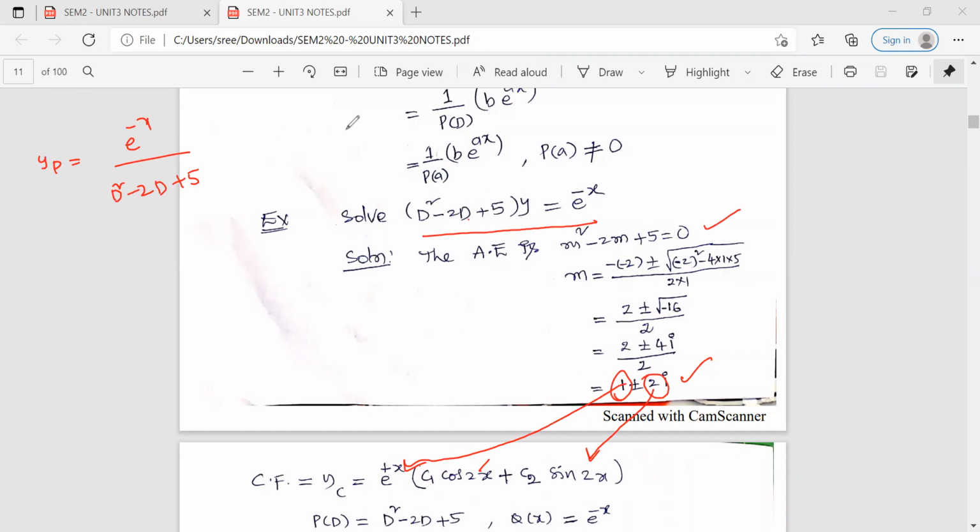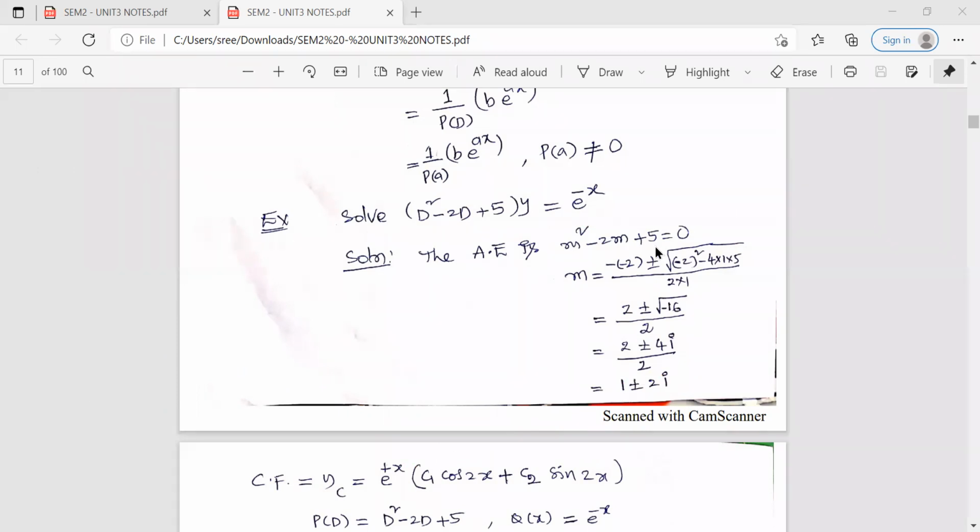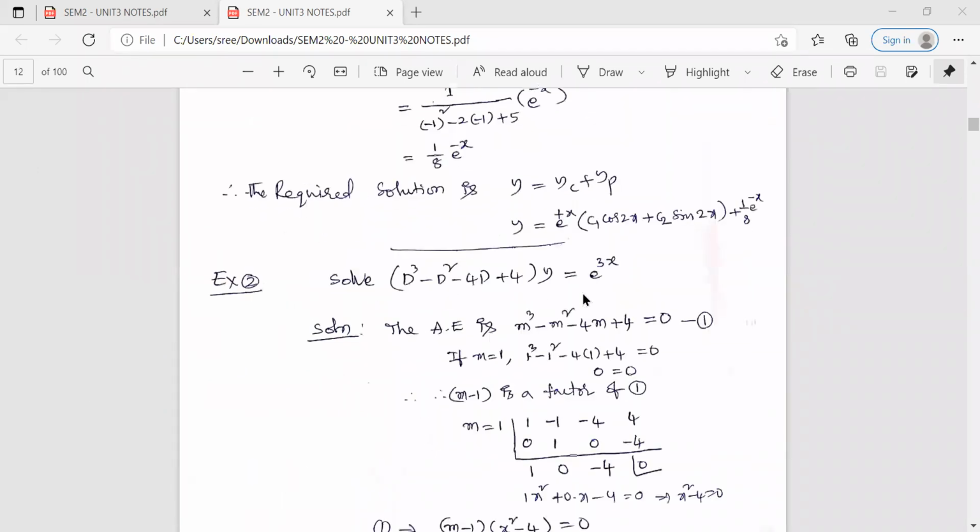What is the constant in e power? Minus 1. So I substitute minus 1 in the d place. Very simple. E power minus x by what we have: minus 1 whole square, minus 2 into minus 1, plus 5, equals e power minus x by 1 plus 2 plus 5. That means e power minus x by 8. This is the YP. That's it. Now we write YP plus YC as the general solution.